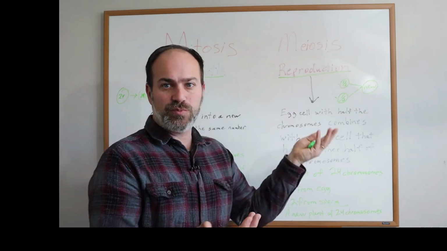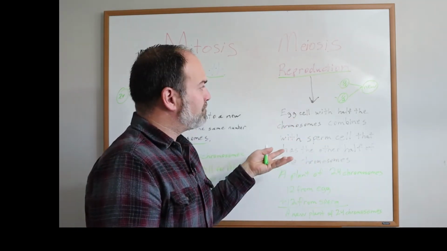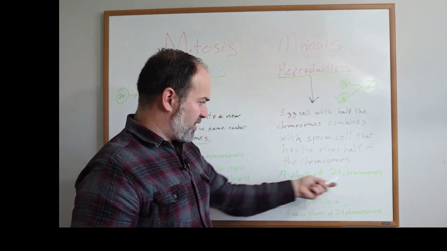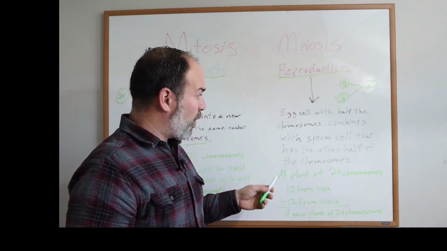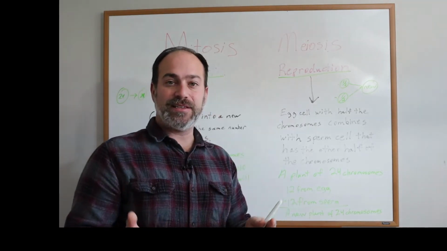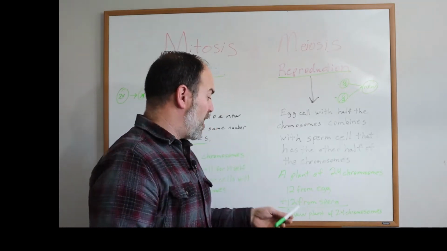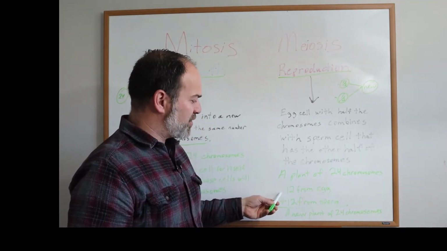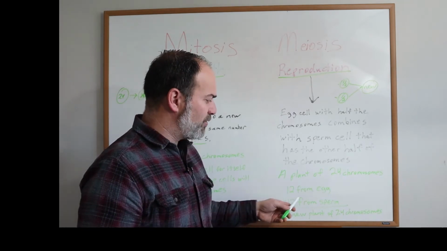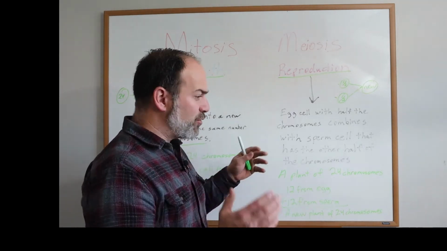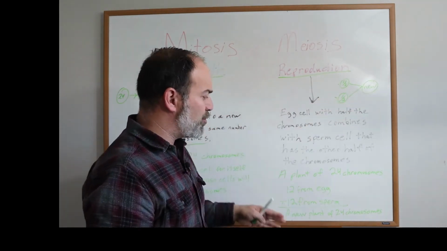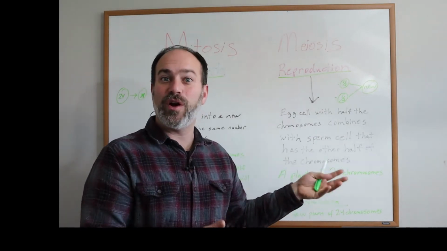So the plant, let's use plants for example, right? So the plant had 24 chromosomes. When a new plant is created, a new one comes about or is reproduced, we've got 12 chromosomes from the egg, 12 from the sperm. And when those combine together into the new, you get a total of what? 24, what you started out with.